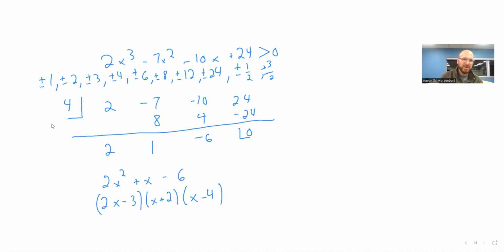I am looking for when it is greater than 0. That means this polynomial is positive. So my sign plot, I've got -2 for this one. This is 3 over 2, that's 1.5. And this is 4.